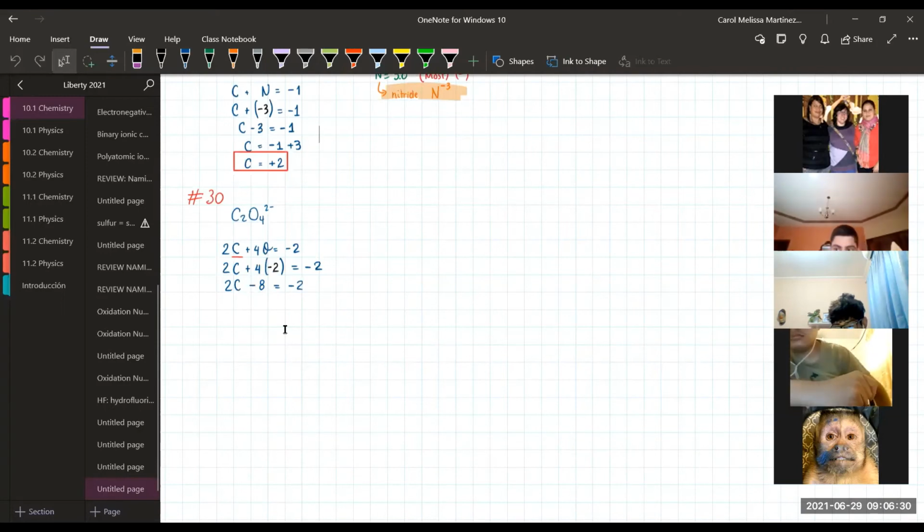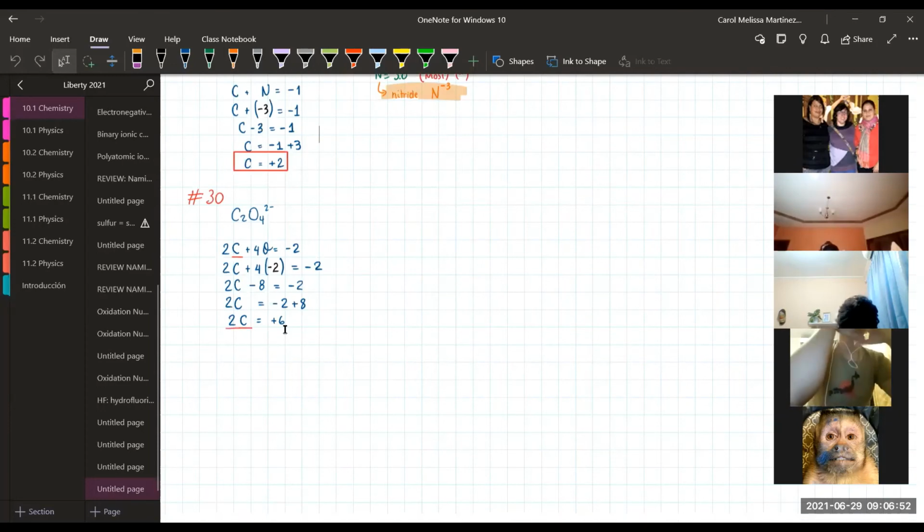Then we isolate. Twice carbon equals -2 plus 8. 8 was subtracting, and the other side will be adding. So twice the carbon gives you +6. Positive. And now to get rid of the 2, we are going to divide by 2 on each side of the equation. So carbon is going to be equal to +3.